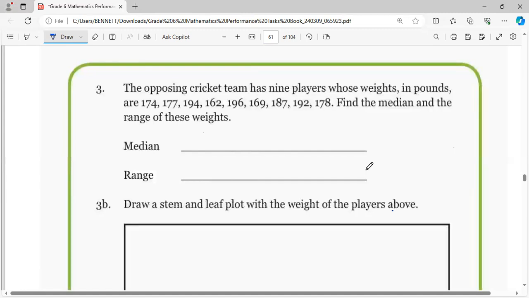So the opposing cricket team has 9 players whose weights in pounds are 174, 176, 194, 162, 196, 169, 187, 192, 178. Find the median and the range of these weights. So go ahead and do that. The median and the range.